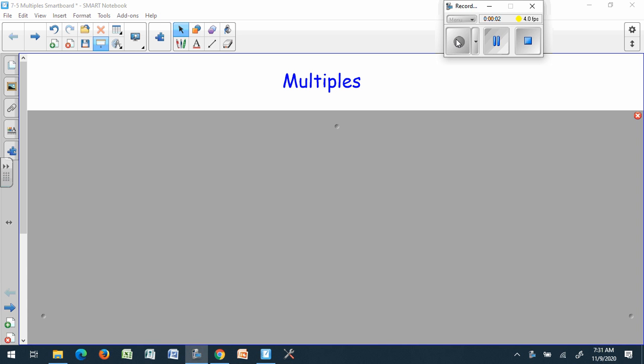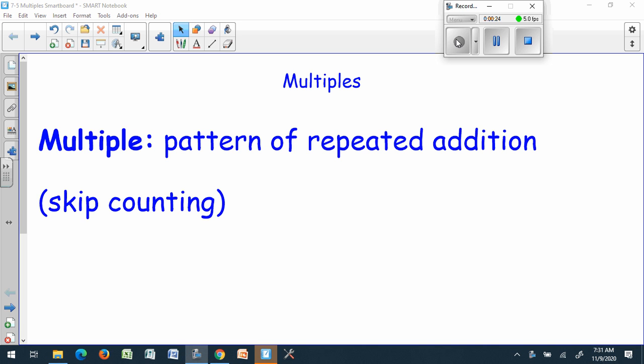Hi, boys and girls. Today we are going to look at numbers called multiples. Can you label your notebook page multiples? And I color-coded the slide, so anything written in blue, you're going to write down in your notebook. If it's written in a different color like black, you don't have to write it down, we're just going to talk about it. Okay, so first let's put the definition of what a multiple is.